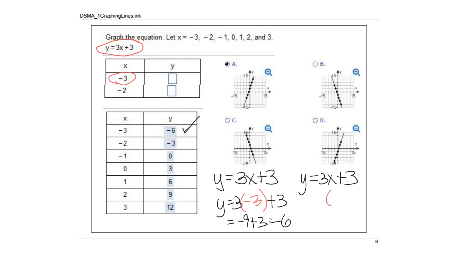Let's do one more. Okay, the next number is -2. So I substitute -2 in for x.